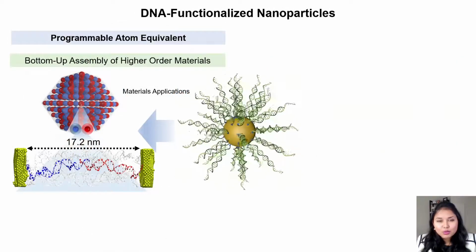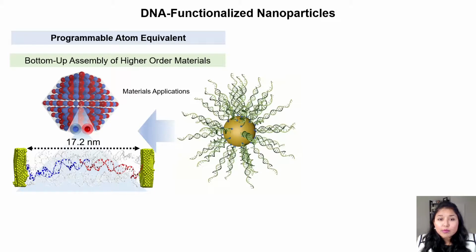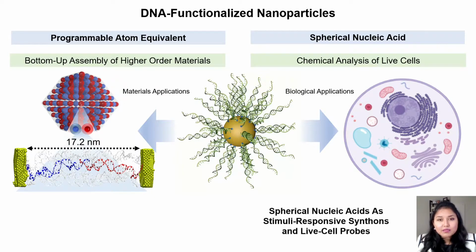In this talk, I told you about how we can use DNA functionalized nanoparticles as programmable atom equivalents for materials applications. However, these structures also have many emergent properties, which has tremendous biological implications. In the context of biology, we refer to these structures as spherical nucleic acids, and one application of these in the biological context is to be able to look at analytes in live cells. If you want to know more about my work in that area, please view my second talk.